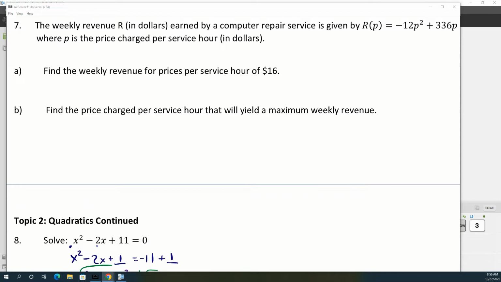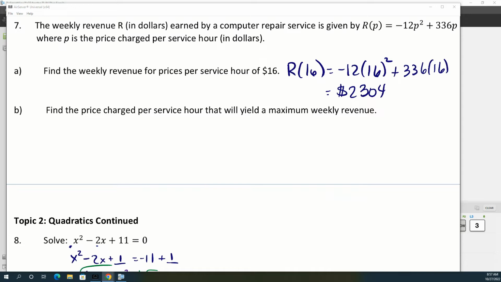So for A, this A part is just evaluating. So we're just going to find R of 16 by putting 16 in for P. Now this isn't super easy to do without a smart calculator. But when you plug that in, I did it by hand, but you should get $2,304.